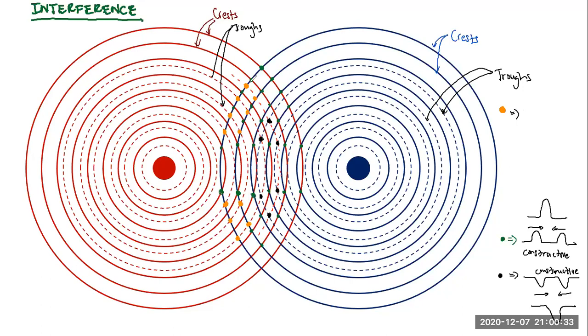So they are blue complete line and red broken line. Therefore, from left, the crest, and from right, trough are overlapping. So that is going to be destructive. Those points represent destructive interference.